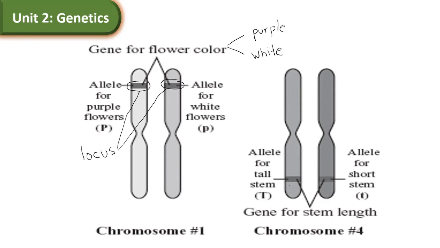Also, with your chromosome number 4, in this locus here, you can find the two alleles for your stem length, that is your tall and also your short. Now, you might be asking why there are two alleles for the same gene. Remember that parents, meaning the mother and the father, contribute to the development of your offspring.